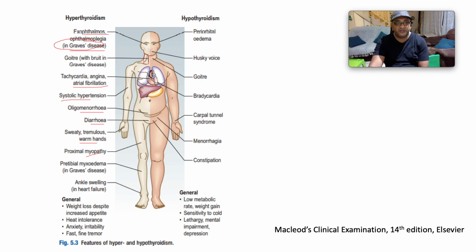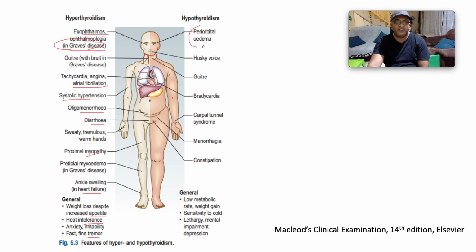Proximal myopathy, so difficulty getting up from a seated position, difficulty raising the arms above the head, ankle swelling, and heart failure. And in general, patients with hyperthyroidism have weight loss despite increased appetite. They have heat intolerance, anxiety and irritability, and a fast, fine tremor. Versus the situation in hypothyroidism, which we'll talk about in our next video.